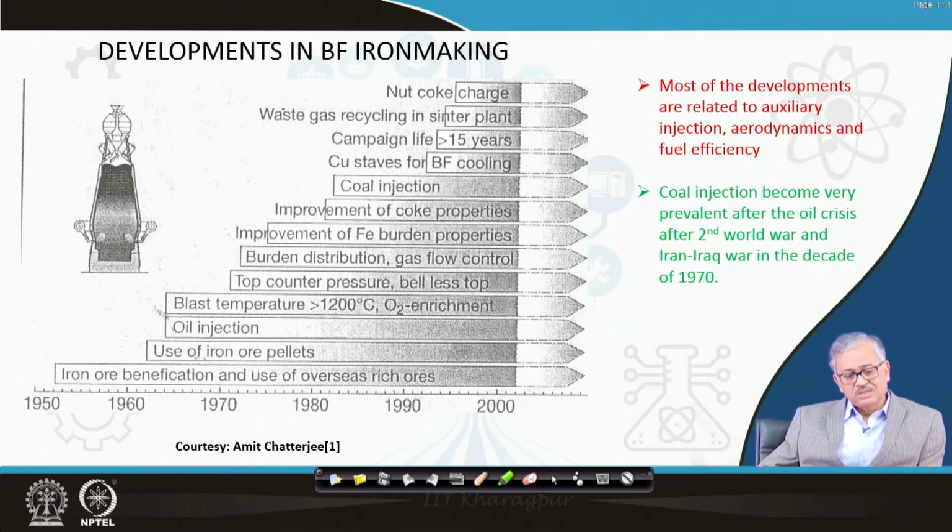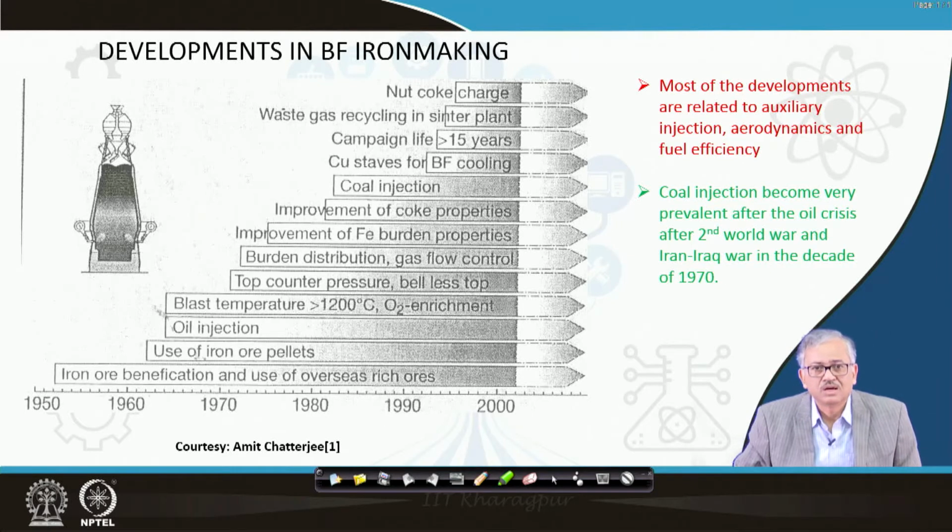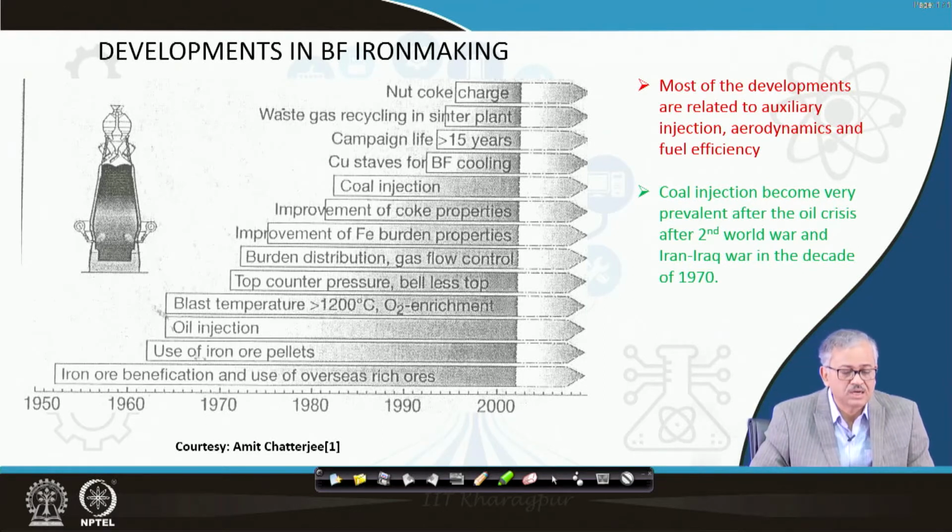So oil injection can increase the indirect reduction, and then it can increase the productivity and efficiency of the furnace. And hydrogen is a better reductant than CO for chemical efficiency also. The H2 utilization is better than CO utilization, especially at high temperature, as we have seen. So oil injection came, and then the blast temperature, because if you increase the blast temperature also, then you can supplement the heat that is provided by the coke, and you can reduce the coke rate.